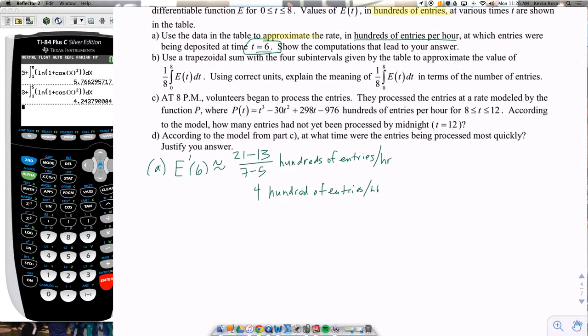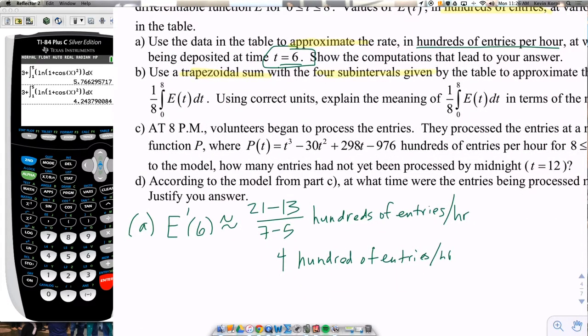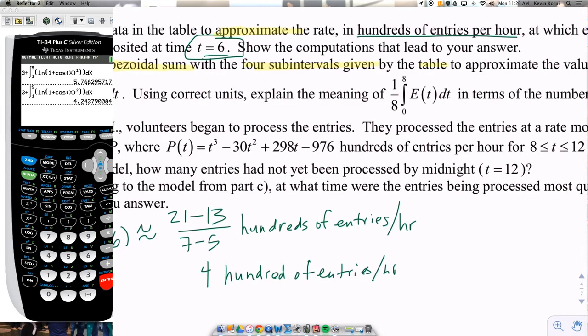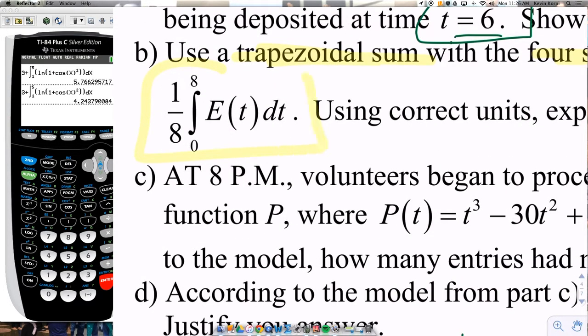Part B, using a trapezoidal sum, my favorite, with four subintervals given by the table to approximate, squiggle alert, the value of this. Okay, that's kind of weird. I have 1 over 8 times the integral from 0 to 8 of E of t dt. So right now, if I'm not sure what that 1 over 8 is doing in front, I just know it's a constant multiple. And it's going to go along for the ride. I got to approximate the integral from 0 to 8 using the trapezoidal rule.